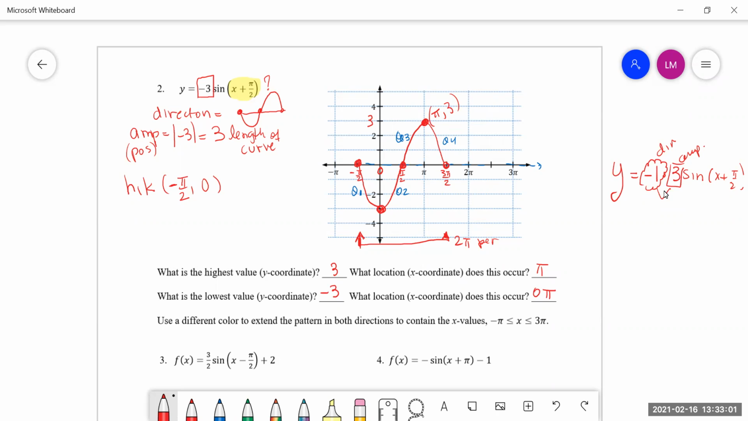Use a different color to extend the pattern in both directions. I want you to go all the way to -½ pi and all the way to 3 pi. Well, let's do it then. Continue the pattern. We're going to go all the way to 3, stop right here. And it wants us to go all the way to 3 pi. So let's continue the pattern. Down to -3, back to the middle, line of equilibrium, and then up to a 3.